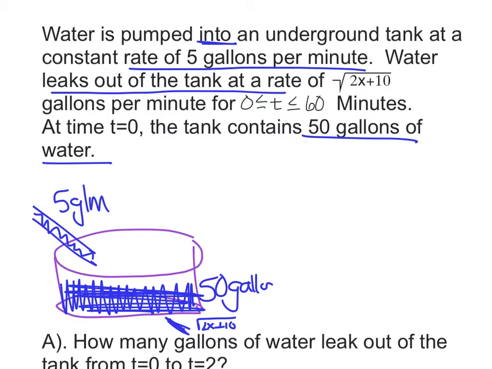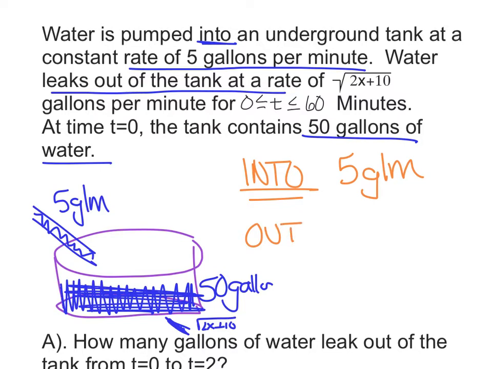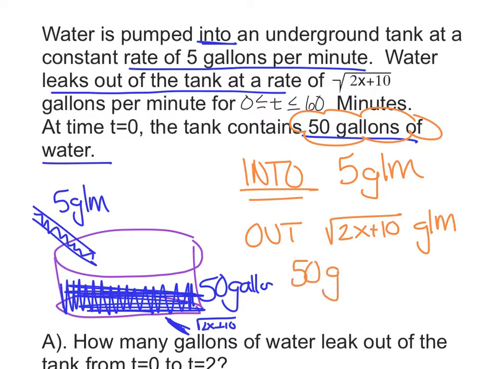The first thing I like to do on these problems is A, sketch a picture for yourself, and B, list out exactly what's happening. So I want to make a note. I have water coming into the tank, and that is 5 gallons per minute. And I have water that's leaking out, and that's radical 2x plus 10 gallons per minute. And then we have this lovely initial condition which we can't miss: we have 50 gallons when we begin this problem. Now take a note of the units. This is gallons per minute, and gallons. Remember, the units are usually a dead giveaway of what to do.